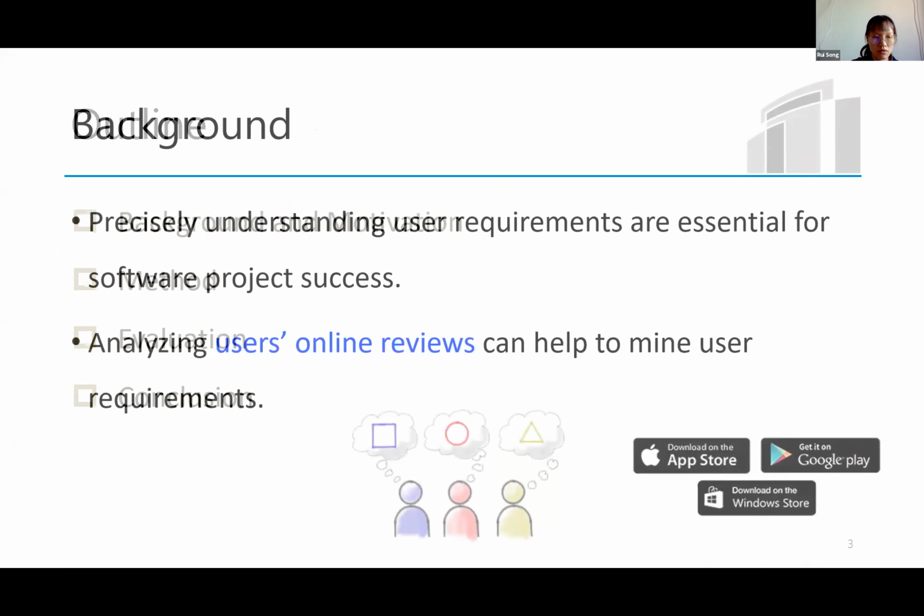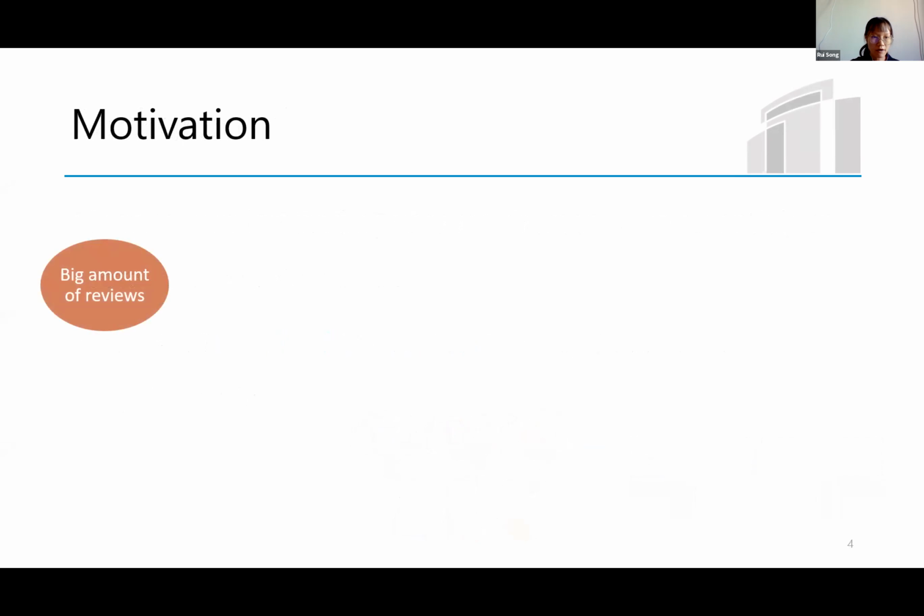First, I introduce the background. Precisely understanding user requirements is essential for software project success. Nowadays, users can directly provide their feedback via online reviews, resulting in tons of user reviews that are valuable for eliciting user requirements. So, analyzing users' online reviews can help to mine user requirements. And user reviews have a large amount of data with diverse and unstructured content.